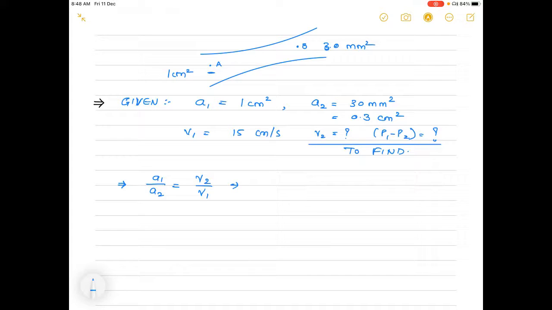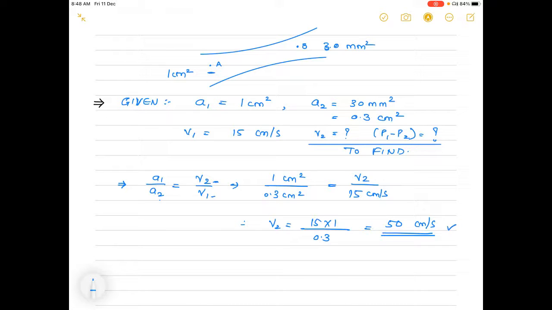Now we have the values of A1, A2 and V1, so from this we can easily find out V2. If you substitute the values, A1 is 1 centimeter square, A2 is 0.3 centimeter square, V1 is 15 centimeter per second. So V2 is equal to 15 into 1 divided by 0.3, which is equal to 50 centimeter per second. So this is the first thing that we found out, V2, the velocity of water at point B.